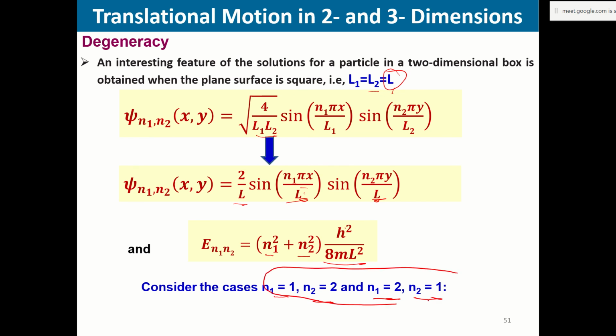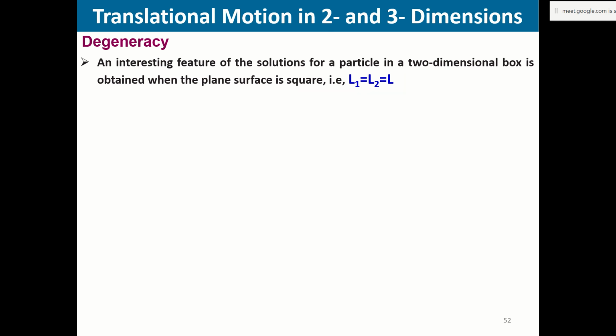So both give rise to the same energy, but they correspond to different wave functions. The profile of the wave function will be different when you look along x and when you look along y. They will have different profiles, but their energy is the same. So this is what we know as degeneracy.